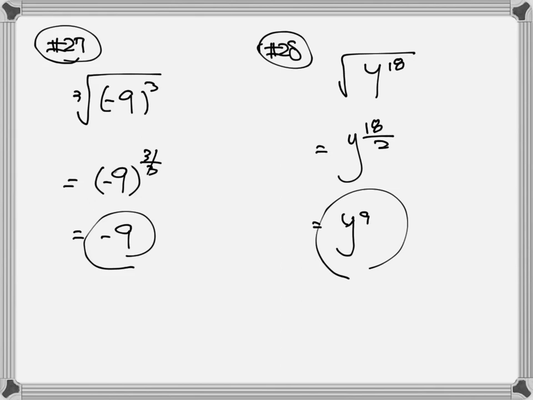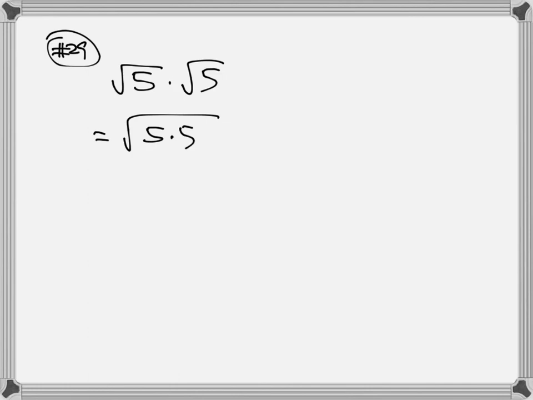Okay, next. Let's look at number 29. Number 29 is the square root of 5 times the square root of 5. So you multiply the number inside times the number inside. For square roots, we are looking for a pair. Here's my pair of 5, so my answer is equal to 5.